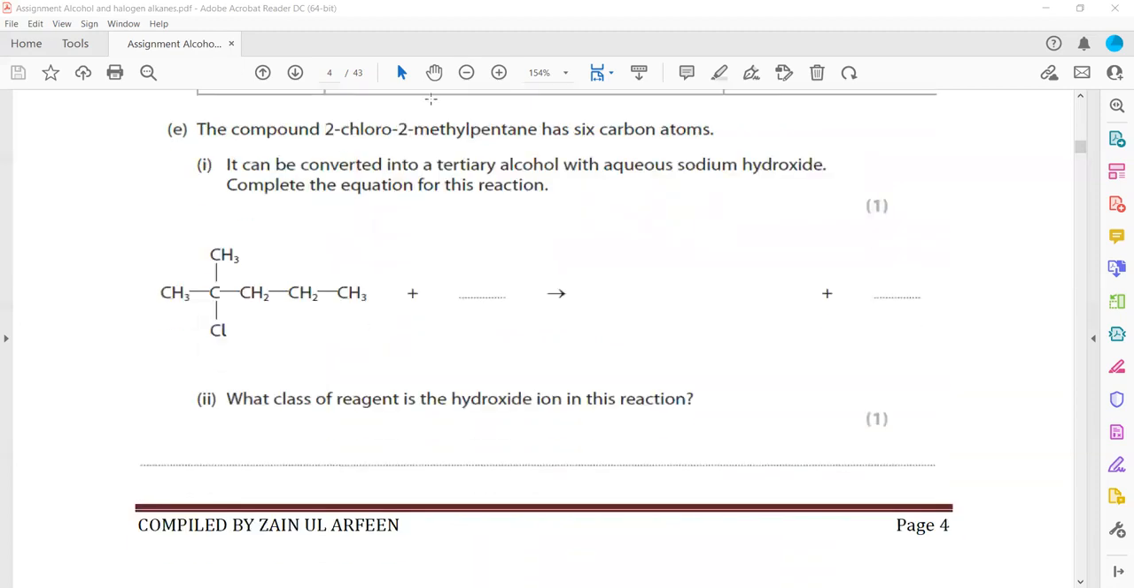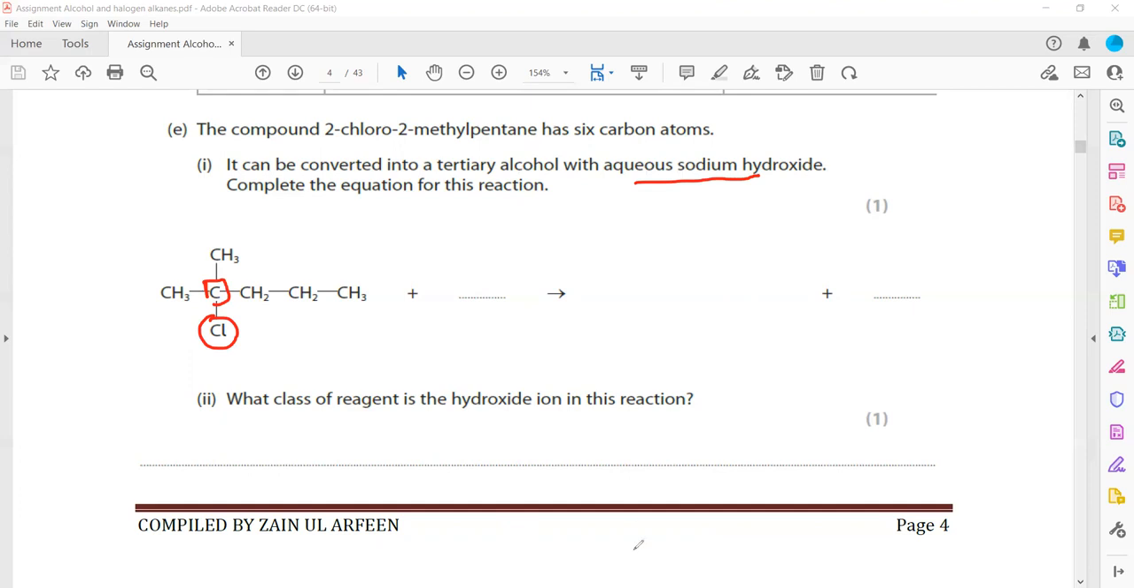Then compound 2-chloro-2-methylpentane contains 6 carbons, and this is a tertiary compound, a tertiary halogenoalkane, because the carbon is surrounded by 3 alkyl groups, so it is tertiary. It can be converted into a tertiary alcohol when we add aqueous sodium hydroxide or potassium hydroxide, the halogen turns into alcohol.